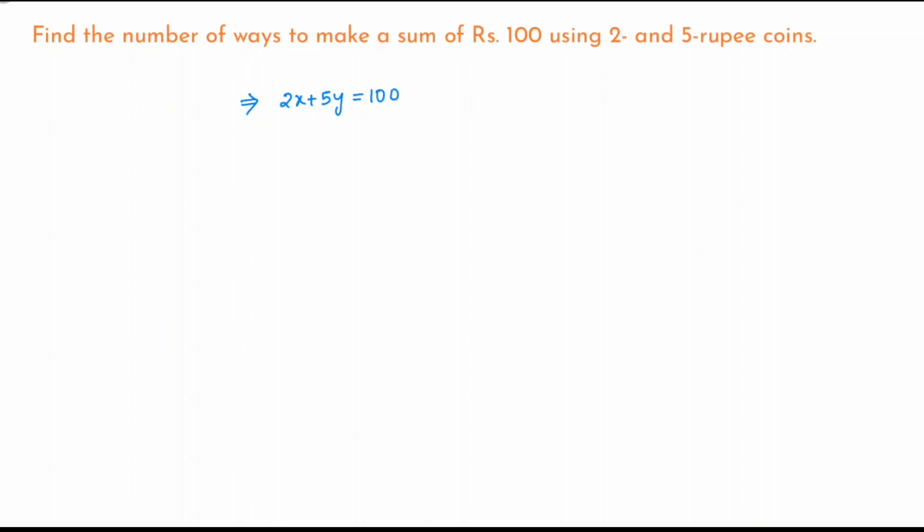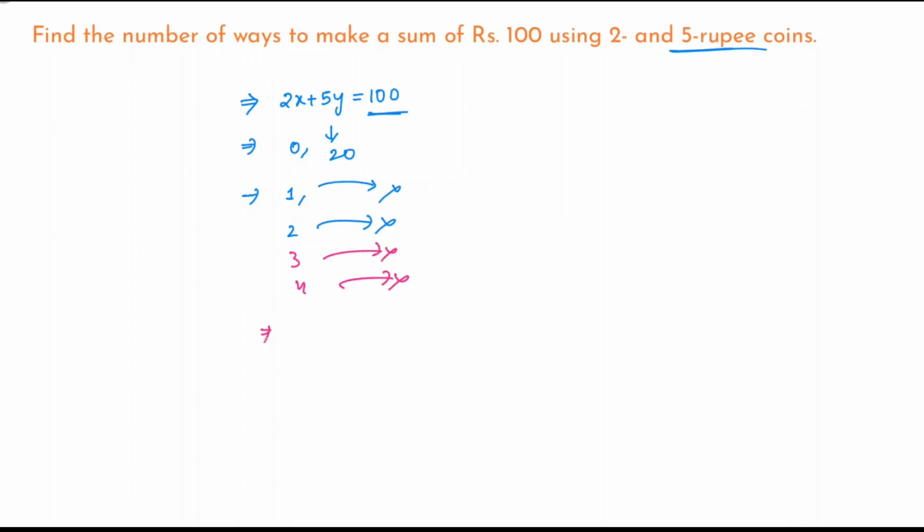Now, as x, y are non-negative integers, let us start with the minimum case where x is equal to 0. That means there are no 2 rupee coins and all of the coins are just 5 rupee coins. So starting with x equal to 0, we get the value of y as 20, and if x is 1, this cannot be true, nor 2, because 100 is a 5 multiple and 5y is a 5 multiple. Hence, this term must also be a 5 multiple. So directly we can say that neither 3 nor 4 satisfies.